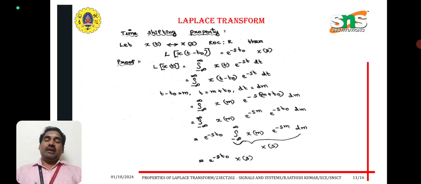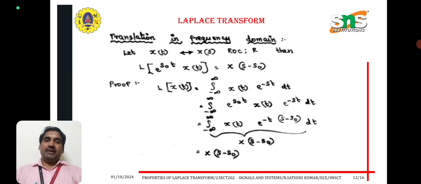Let m equal t minus t naught, so t is equal to m plus t naught, and dt is equal to dm. Therefore, we substitute in the above equation, and we can get the integral from minus infinity to plus infinity of x of m into e power minus sm dm, into e power minus s t naught. Therefore, e power minus s t naught into X of s.